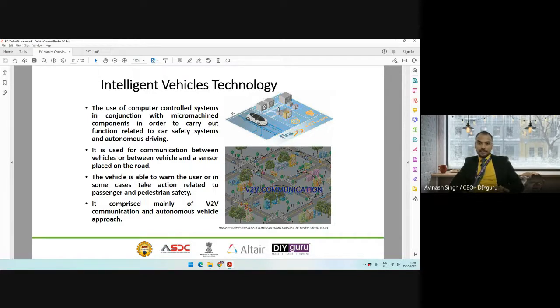Because with 5G there will be a lot of facilities for the transfer of data which will come into the picture, and I will show you which companies have now started developing their cloud infrastructure to store all this data, right?